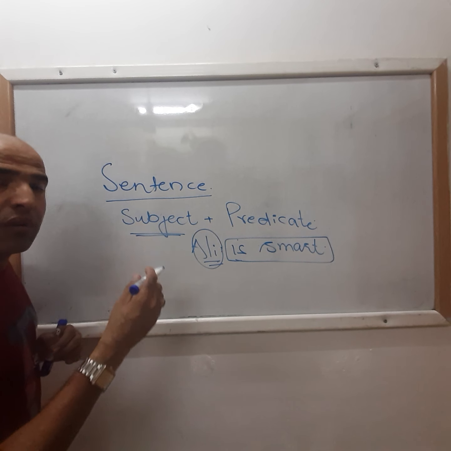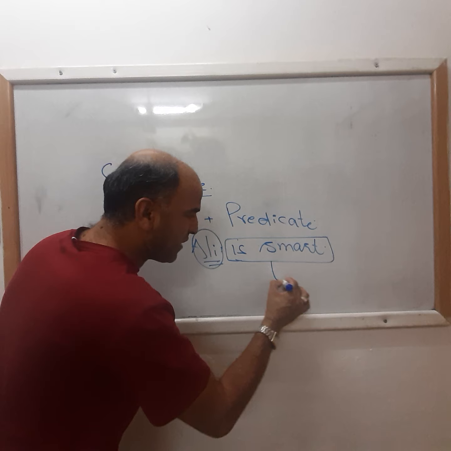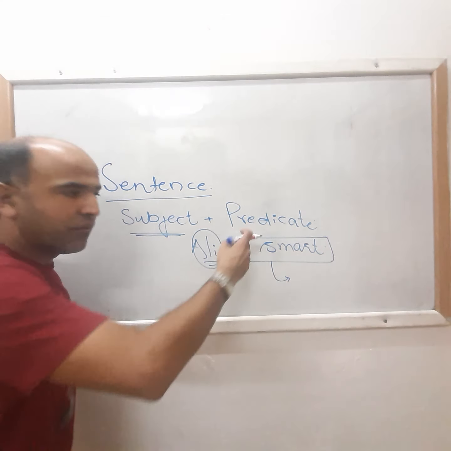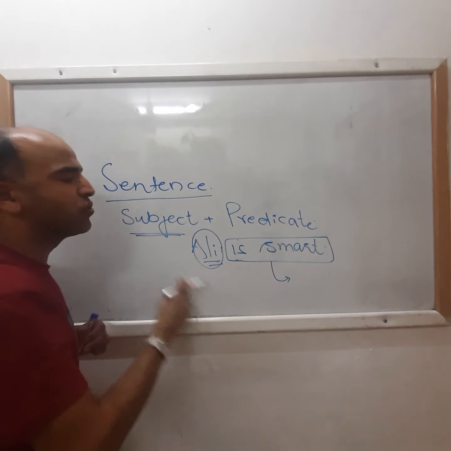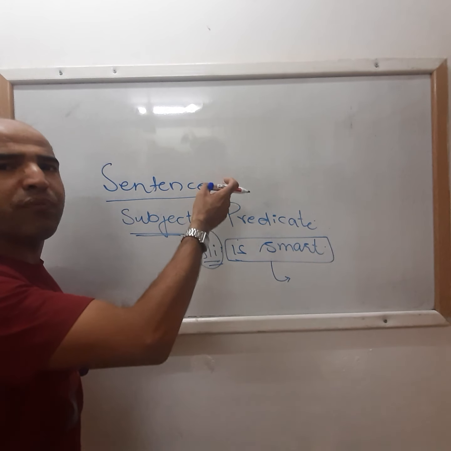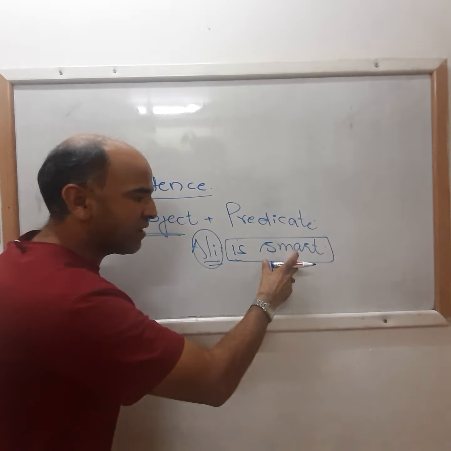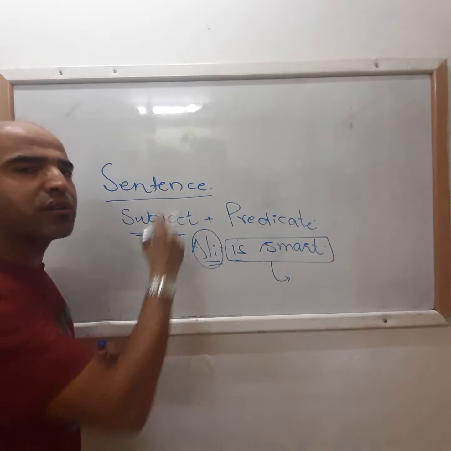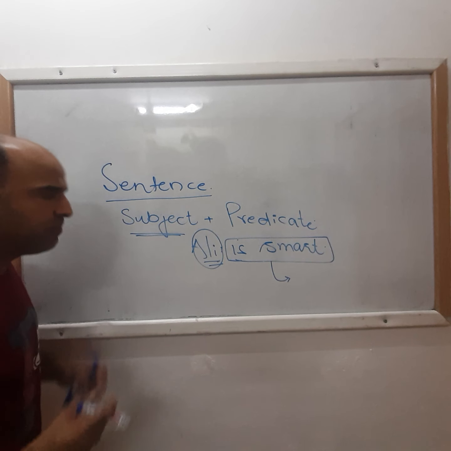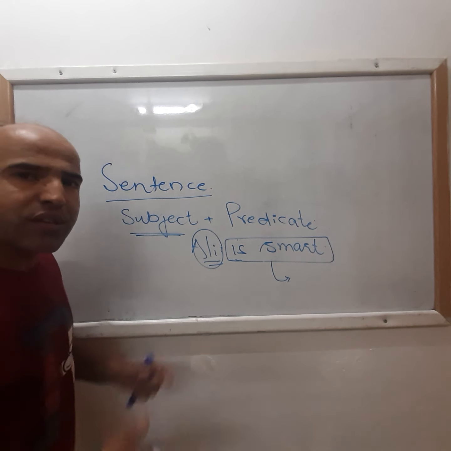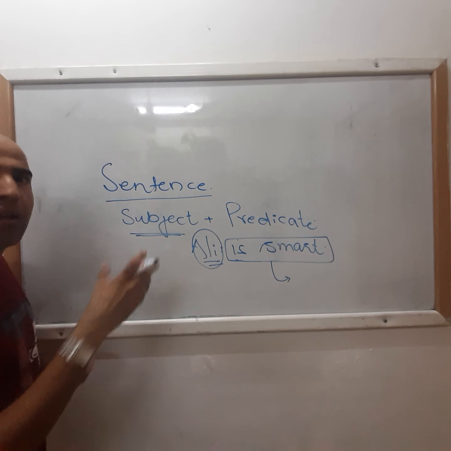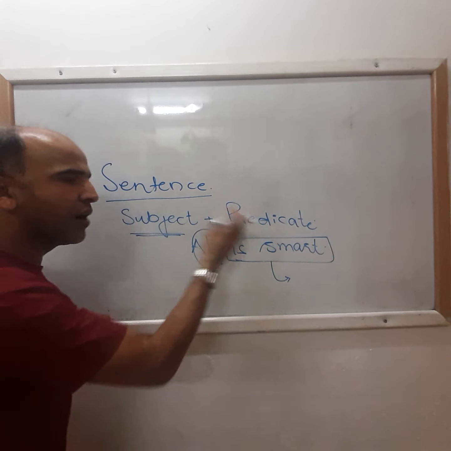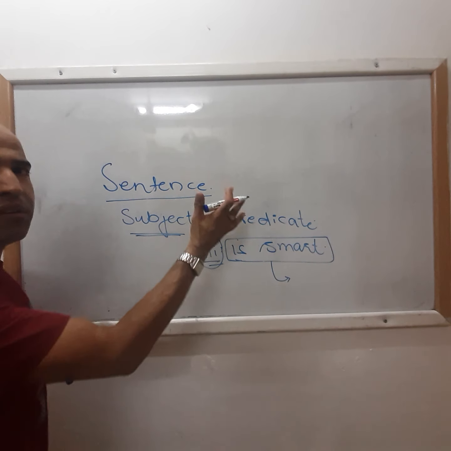I'm going to tell you that a predicate is the part of a sentence that provides you information about your subject, about your performer or doer of an action. So in a nutshell, we can say that a sentence is a combination of subject and predicate, in other words subject and verb, and it gives you complete thought.